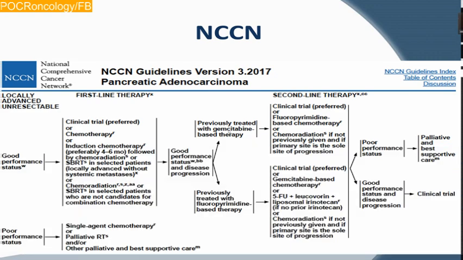In the locally advanced, again, the NCCN guideline, here we have either the option of induction chemo followed by radiation, chemoradiation or SBRT, or in selected patients we can start with chemoradiation or SBRT.